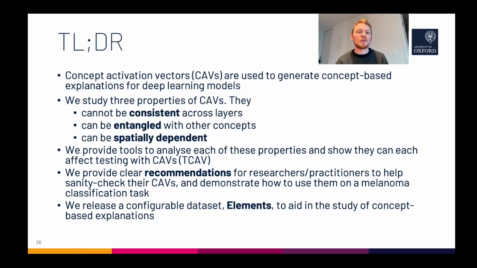So a quick summary of the overall paper. Concept activation vectors are used to generate concept-based explanations for deep learning models. We studied three different properties of CAVs. They can be inconsistent across layers, they can be entangled with other concepts, and they can be spatially dependent. We provide tools to analyze each of these properties and show they can each affect testing with CAVs. We then provide some clear recommendations for researchers and practitioners to help sanity check their CAVs and demonstrate how to use them on a melanoma classification task, and release a configurable dataset to help aid in the study of concept-based explanations.